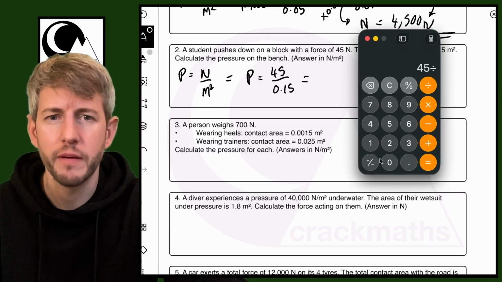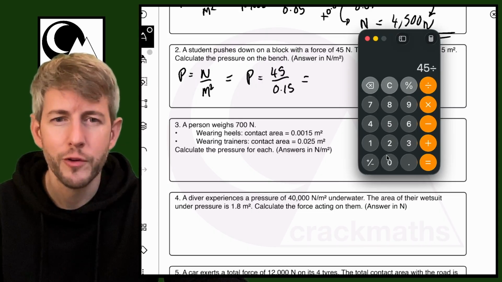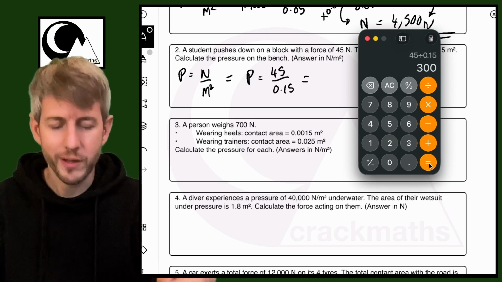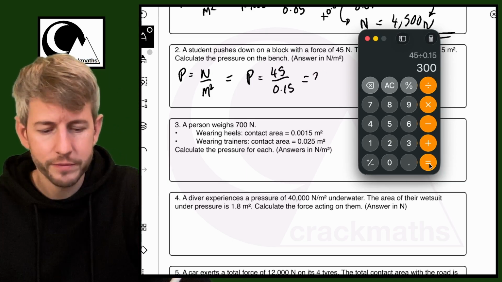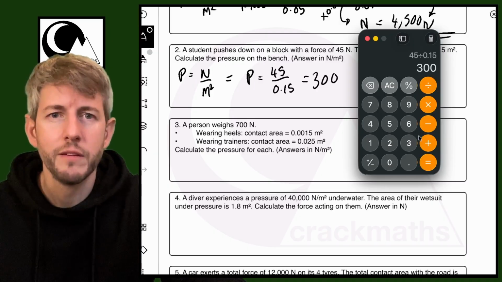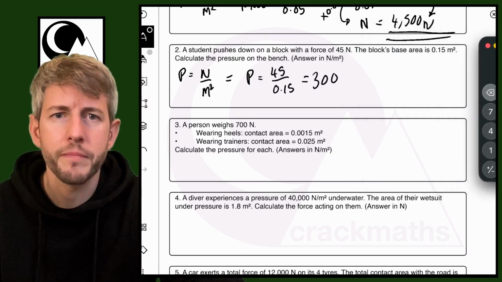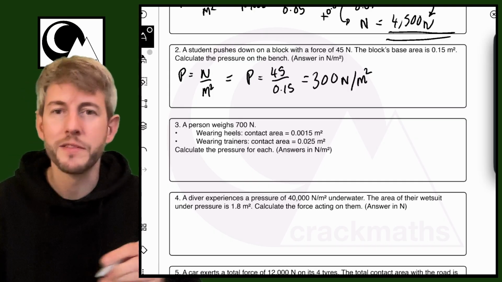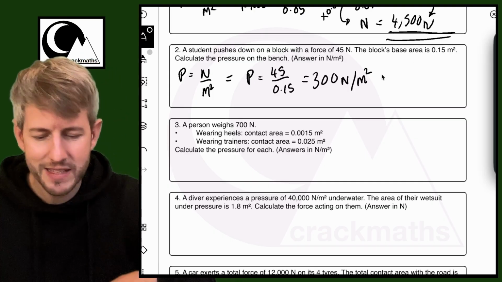45 divided by 0.15, and that equals 300. There we go. So that will be 300 newtons per meter squared. Right, question 3, let's have a look here.